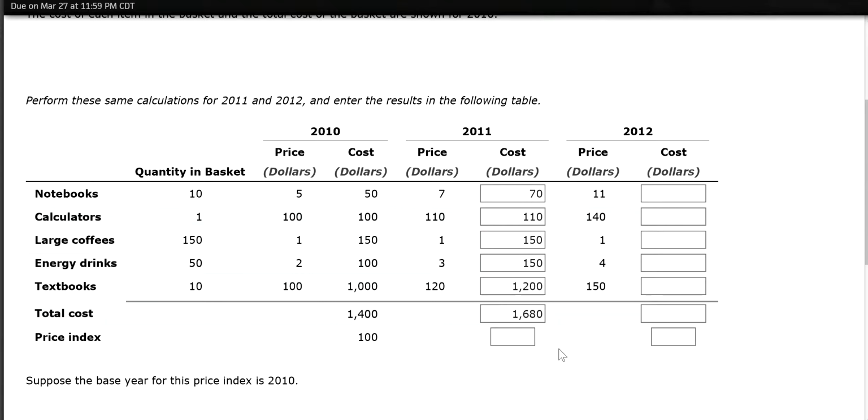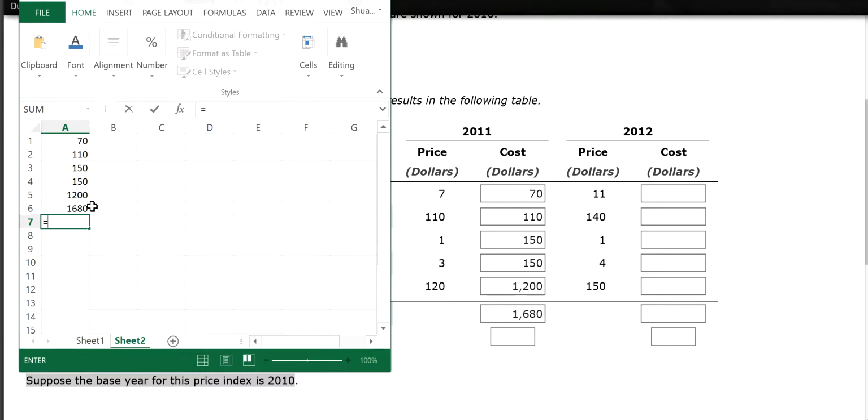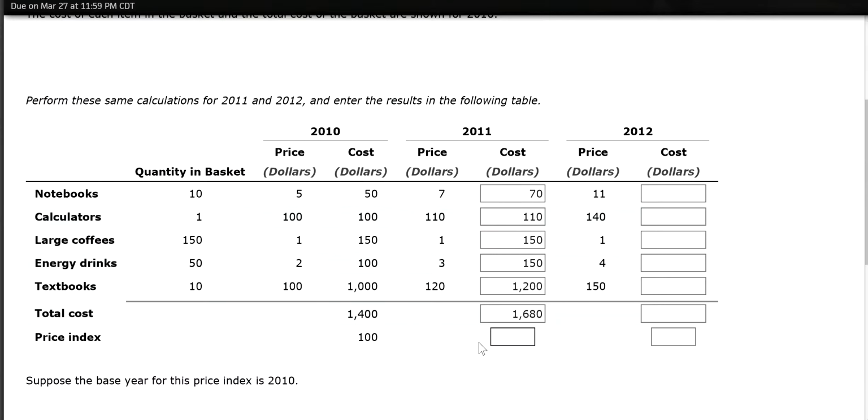Now for the price index, you're going to use your current basket total cost divided by your base year basket total cost. Now for base year in this calculation, it's going to be 2010. So I'm going to use our current year, which is 2011, the 1680, divided by the base year 2010, which is going to be 1400. So 1680 divided by 1400 times 100. So it's going to be not 1.2 but 120.